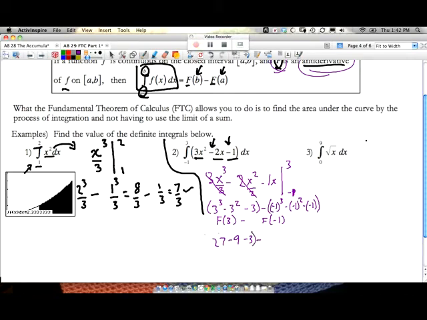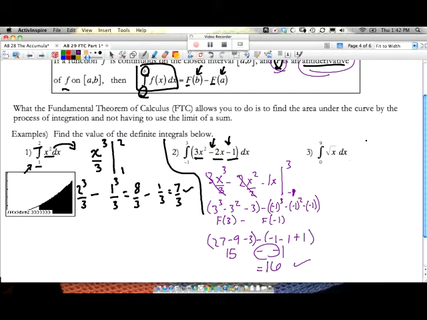Our second group: -1 cubed is -1. -1 squared is 1. And minus -1 is +1. Okay, so the first group we got 27 minus 12, which would give me 15. Minus, the second group is -1, -1, +1, so that's -1. All total, 16. That's our answer.